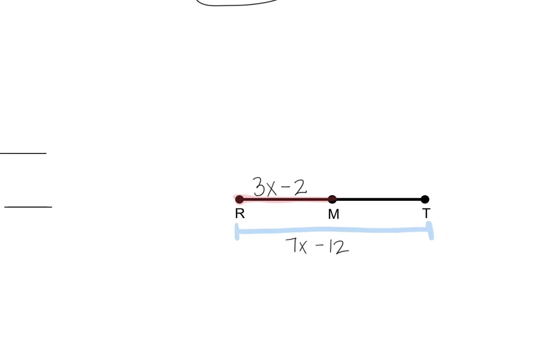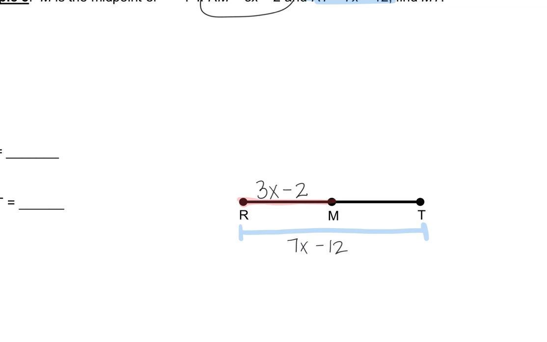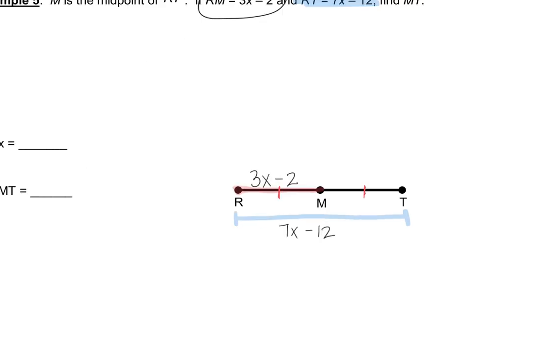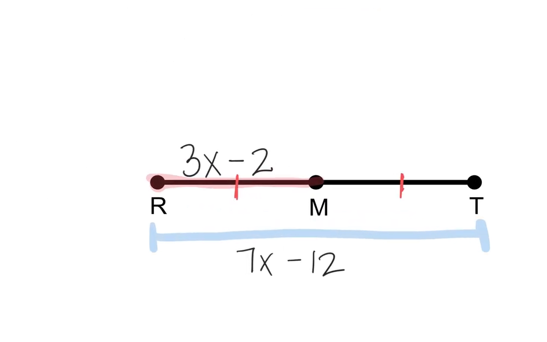I want you to notice that this is a midpoint problem. So something that I haven't drawn in is my little tick mark here. That means that RM and MT are equal. It is a midpoint problem, but they didn't give me that expression for MT. So I can't put them equal to each other, okay? I can't do that because they didn't give me an expression for M to T. I'm missing that part. But they did give me the whole, 7x minus 12.